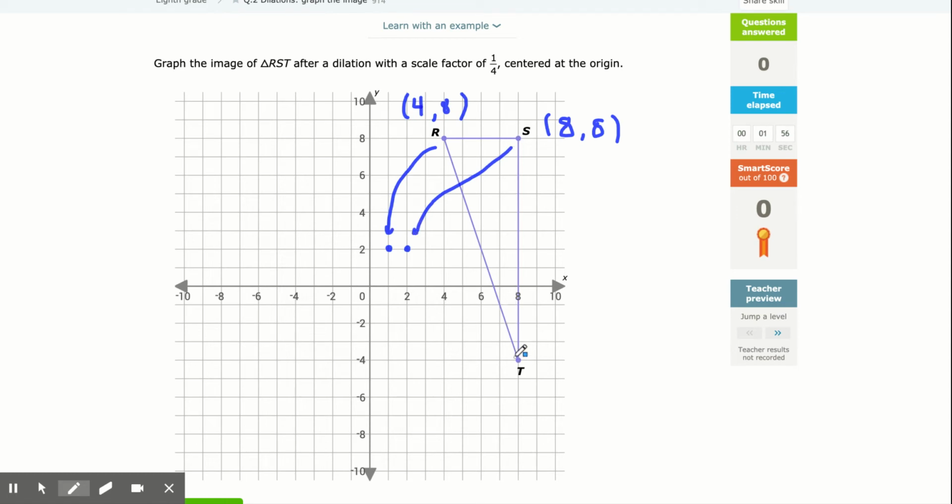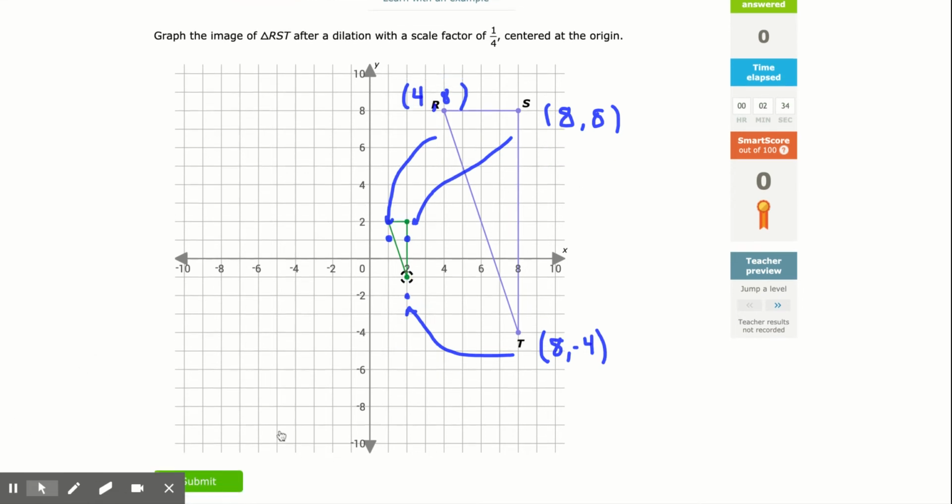And now I do the same thing for T. T has an X value of 8 and a Y value of -4. So if I take 1/4 of 8, that's going to be 2, and 1/4 of -4 is -1. This point right here is going to be my new T value. Again, what's important is you notice it actually moves it closer to the center. All of these are going to be moved either closer to the center or further away if the dilation is an increase in scale factor. We'll do some more so you get a good feel for this.